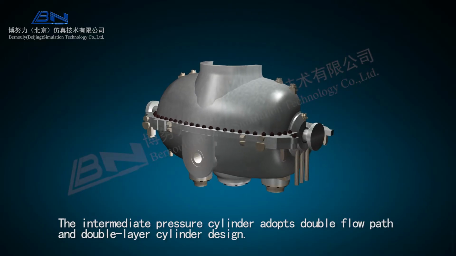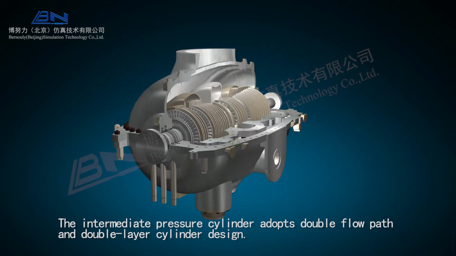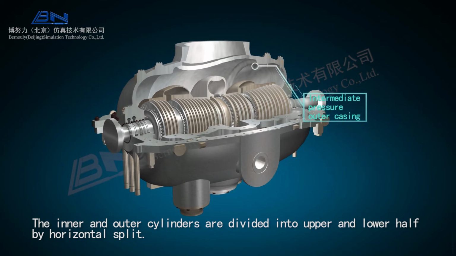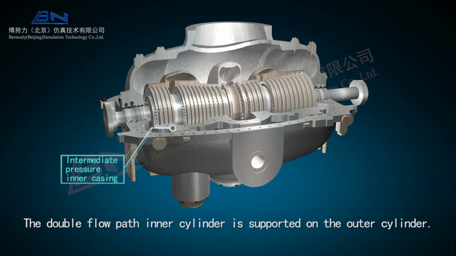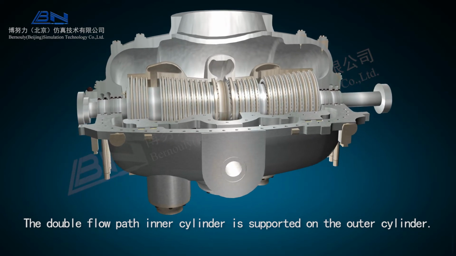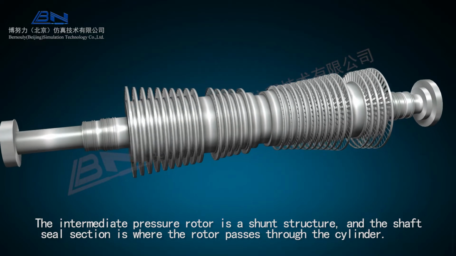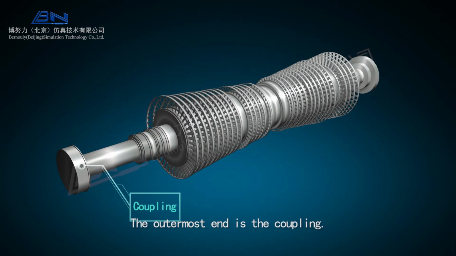The intermediate pressure cylinder adopts double flow path and double layer cylinder design. The inner and outer cylinders are divided into upper and lower half by horizontal split. The double flow path inner cylinder is supported on the outer cylinder. The intermediate pressure rotor is a shunt structure, and the shaft seal section is where the rotor passes through the cylinder. The outermost end is the coupling.